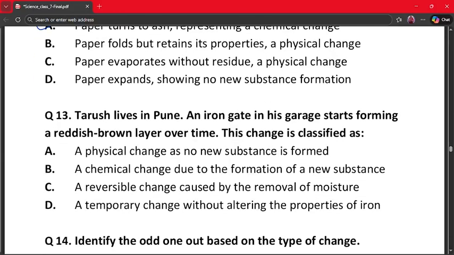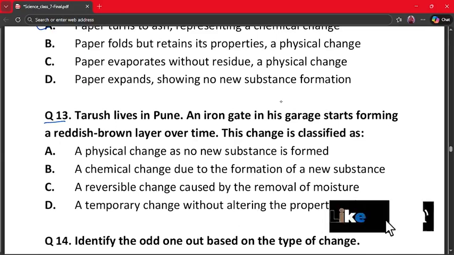Our next question is question 13. Tarush lives in Pune. An iron gate in his garage starts forming a reddish brown layer over time. This change is classified as A. A physical change as no new substance is formed. B. A chemical change due to the formation of a new substance. C. A reversible change caused by the removal of moisture. And D. A temporary change without altering the properties of iron.